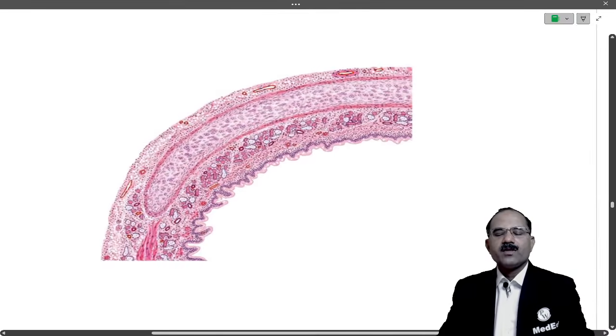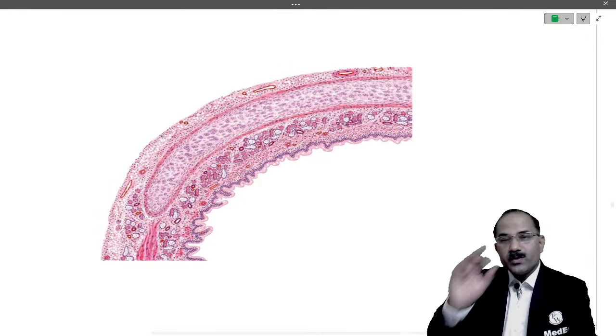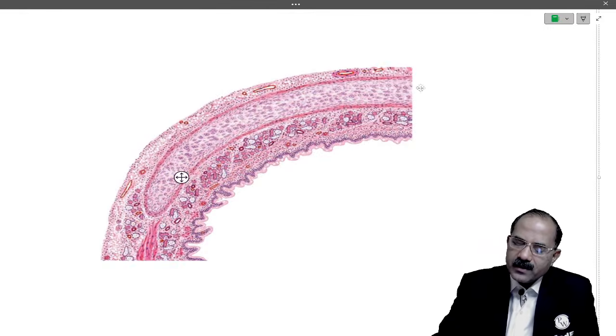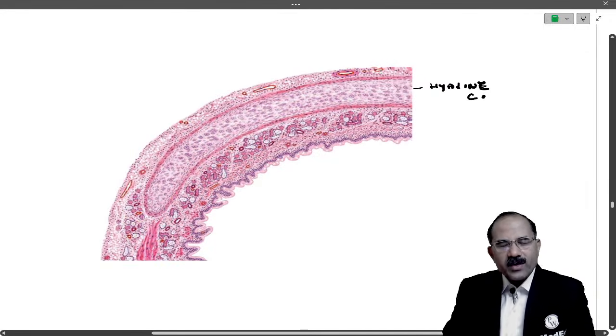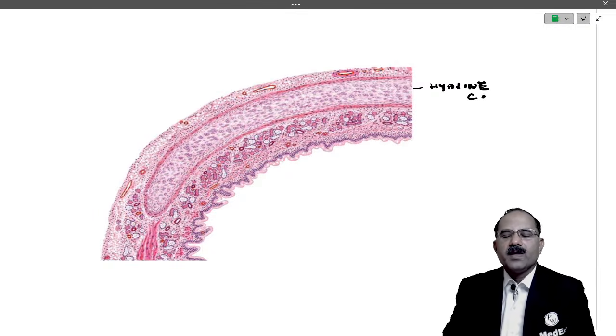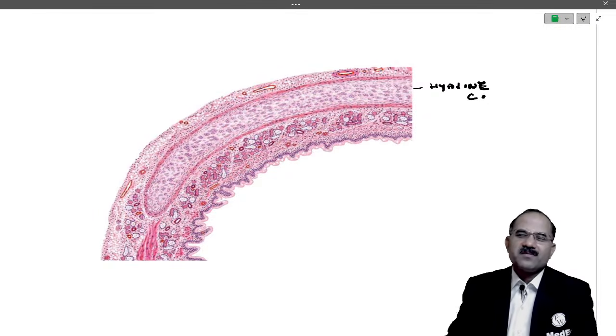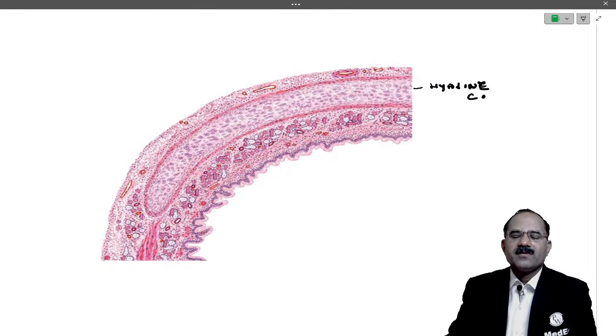Can anyone tell me what is this slide of? Students see this and write it as hyaline cartilage. If you write it as a slide of hyaline cartilage, you don't get marks. But if the examiner is a good examiner, he might give you half a mark. So this is hyaline cartilage.